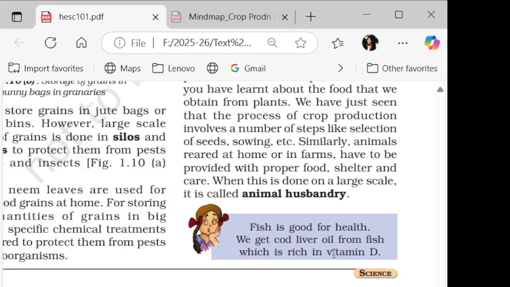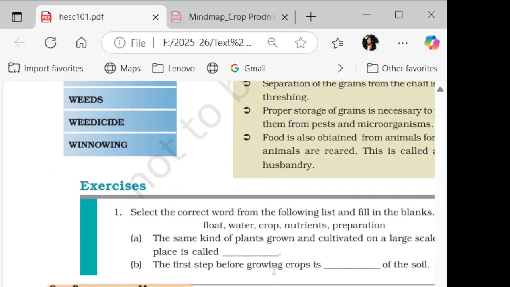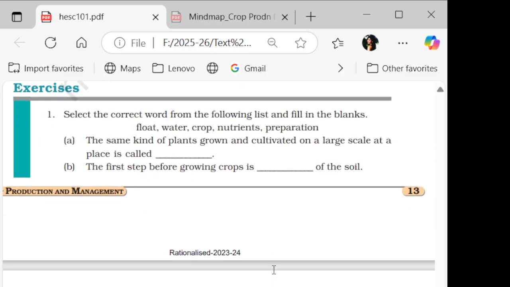Fish is good for our health, so we get cod liver oil from the fish, and actually fish is also reared. So I think that's all for this chapter.